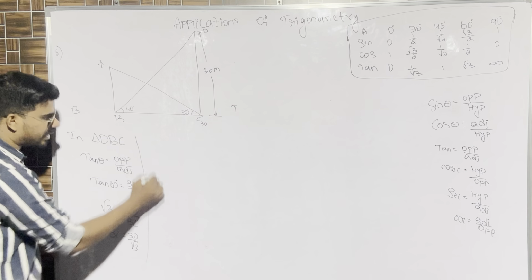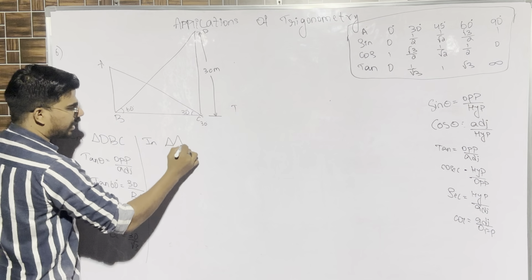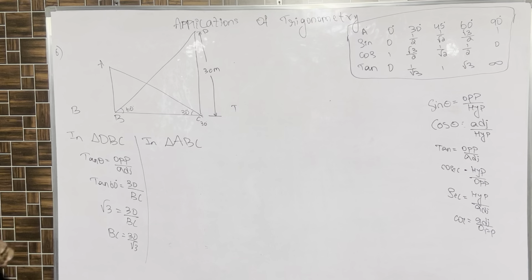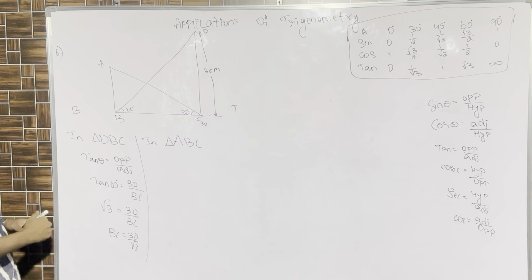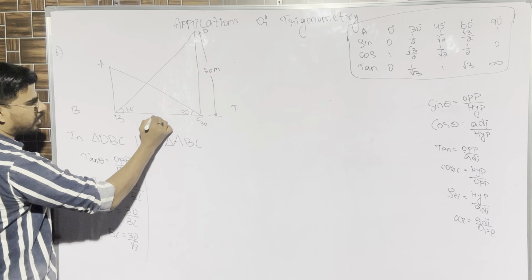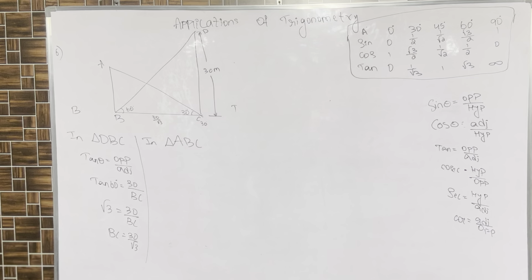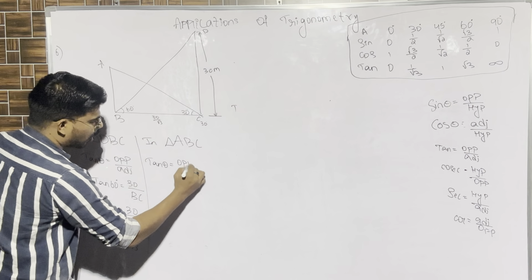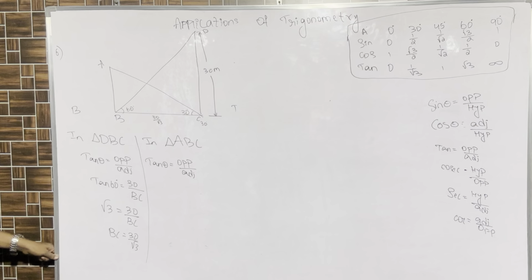Next, what's another triangle? In triangle ABC. What is the angle here? 30 degree. 30 is the angle. With respect to 30, the unknown side is opposite. Now BC is already known. BC is 30 by root 3. Opposite by adjacent is again tan theta. We can use tan theta. Tan theta is equal to opposite by adjacent.